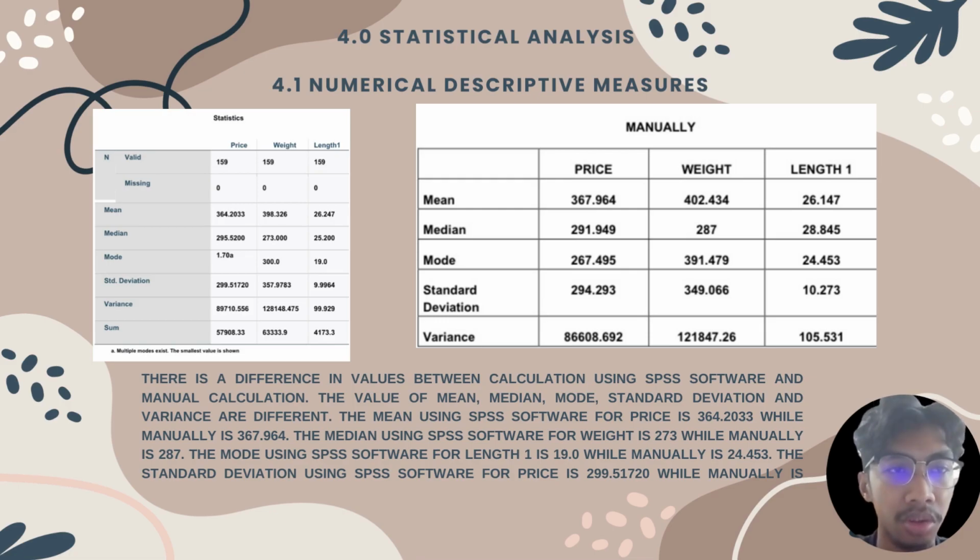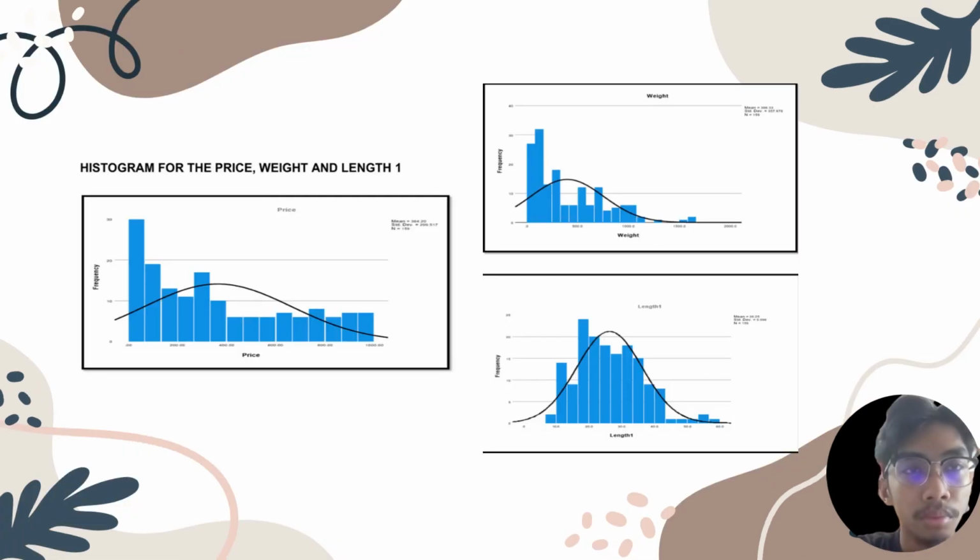The mode using SPSS software for the length is 19, while the manual is 24.453. The standard deviation using SPSS software for the price is 299.5172, while the manual is 194.293. Then this is a histogram for the price, weight, and length.